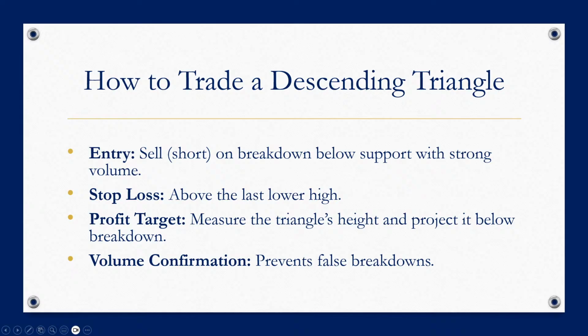So for a descending triangle, enter a short position when price breaks below support with strong volume. Your stop loss should be placed above the most recent lower high, and target the projected move by measuring the triangle's height and applying it below the breakdown point.